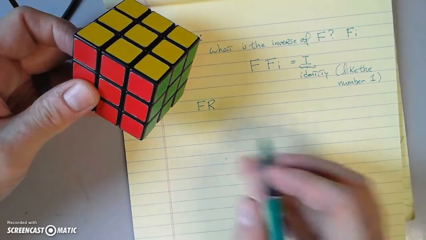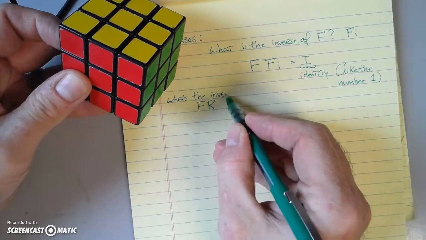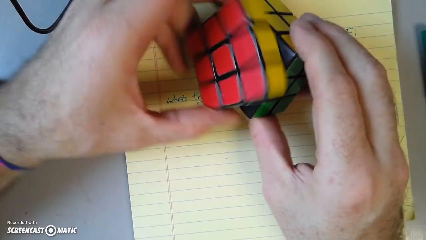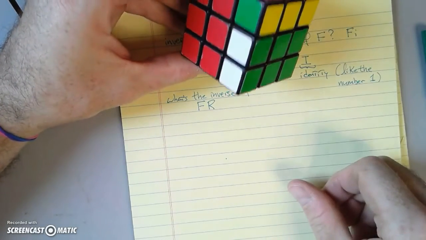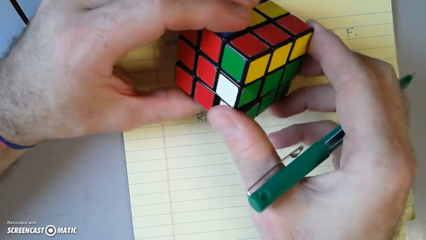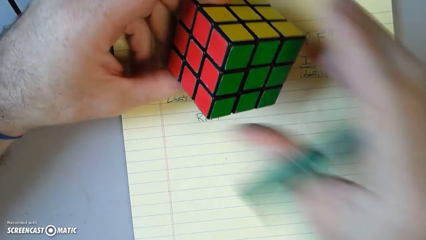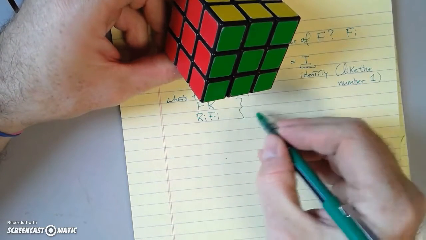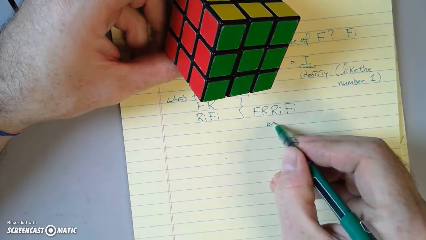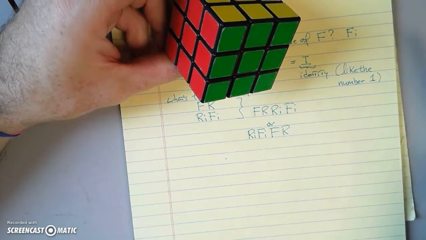Now, for more complicated processes, the inverse isn't any harder. So, what's the inverse of FR? Well, if I were to do FR, and you wanted to undo this move, that's not hard to do, right? You would do R inverse, and then you would do F inverse. And you're done. And if you were to do these back to back, FR, R inverse, F inverse, or if you were to do R inverse, F inverse, FR, it wouldn't make any difference.